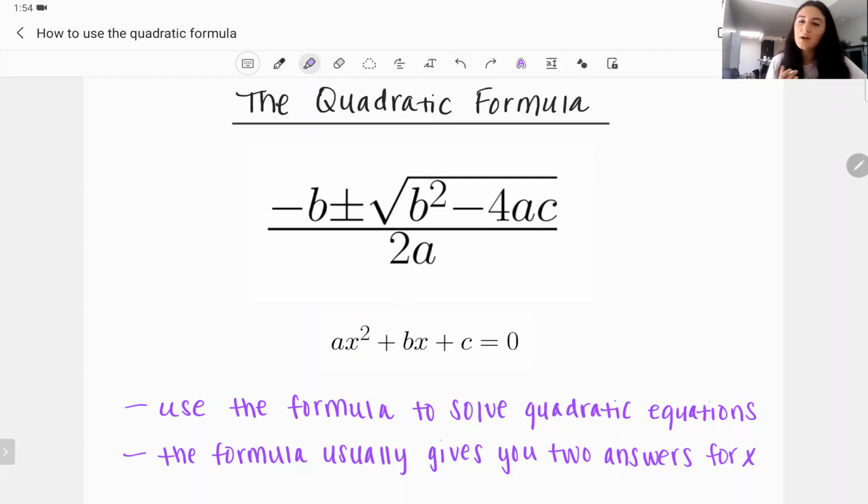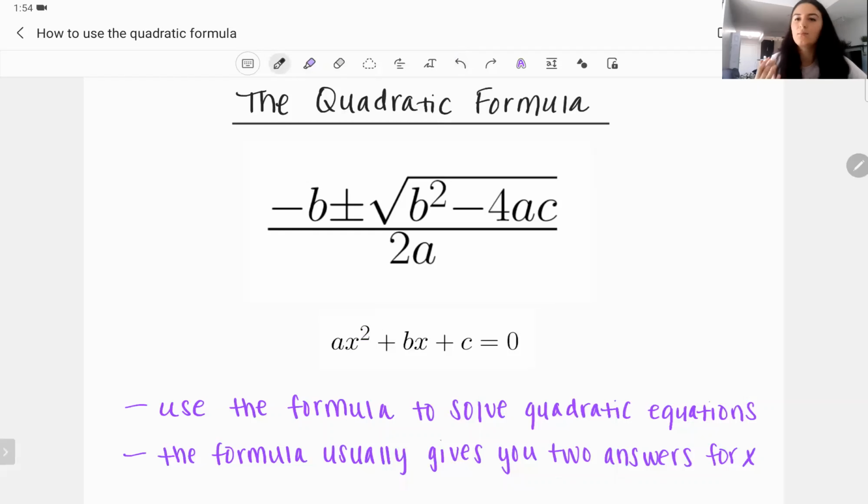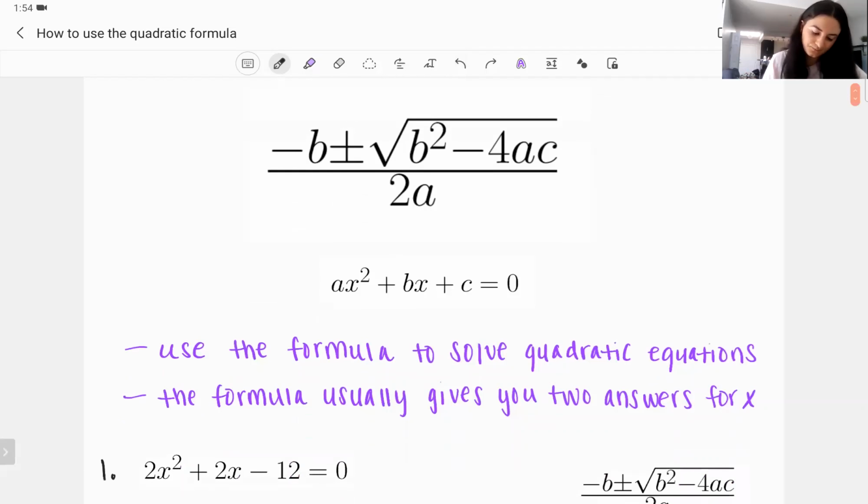There are some other ways to solve a quadratic equation besides the formula, but we'll talk about those in other videos, and we're just going to focus on the formula in this video. Another thing I want to mention is that the formula usually gives you 2 answers for x, and this comes from the fact that we have a plus or minus in the formula. But we'll see how that plays out when we do an example. I know that this formula can look really daunting when you see it for the first time, but I promise that once you do a few examples and figure out what these a, b, and c's are, it's not that bad. So let's work into our first example.